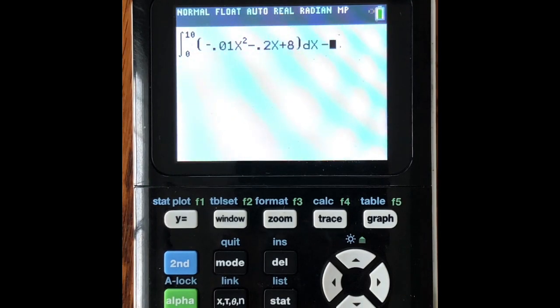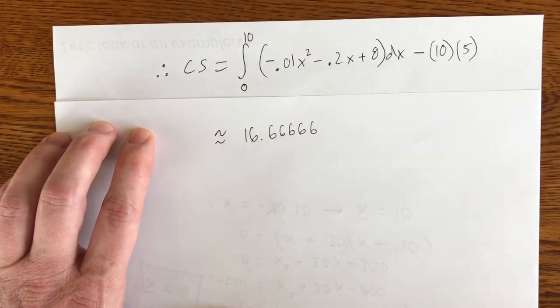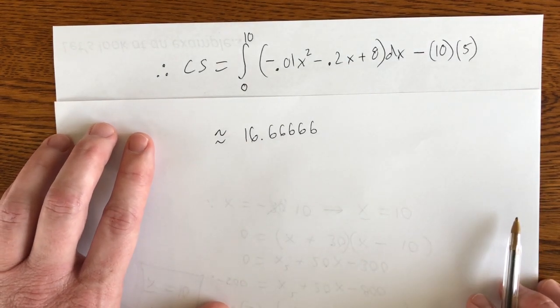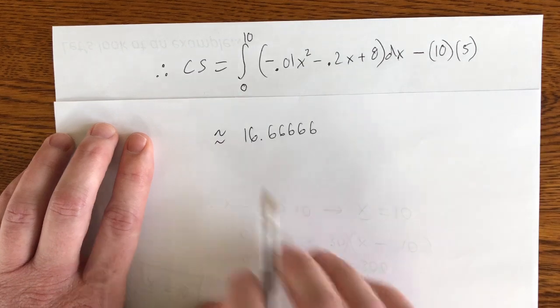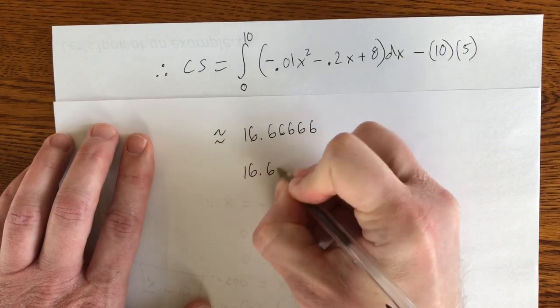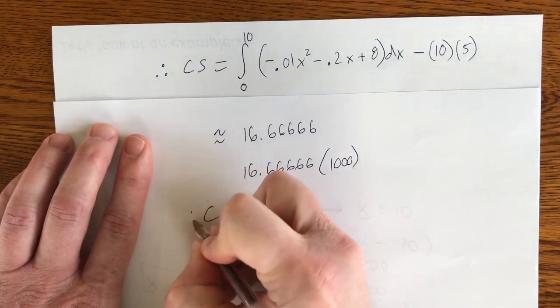And now what you're going to do is minus what? 10 times 5 or 50, whatever. Hit enter. And then we're going to write this down on our paper at this point in time. So again, my calculator came up with this result, but I'm not finished yet. Remember what it said in the question. It said that X is the quantity demanded each week, and it's measured in units of 1,000, which means you have to multiply this by 1,000. So you're going to take this number, multiply it by 1,000, and end up with what?